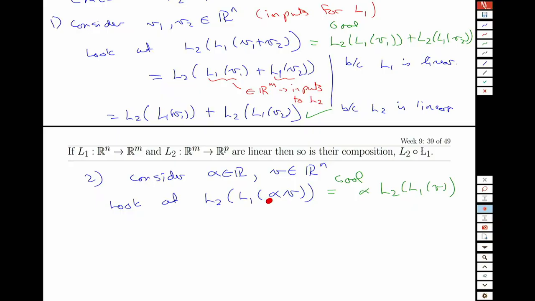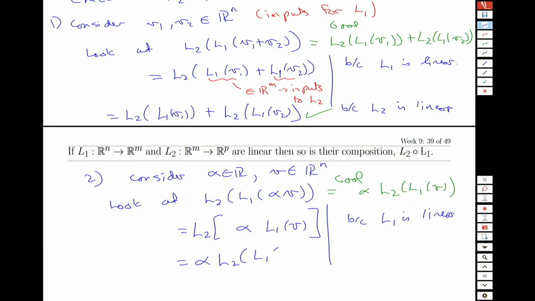If each of these functions are linear, we're going to be able to bring out that alpha one at a time, one function at a time. Because L1's linear, I can bring the alpha out front of it. So I can do L2 of alpha L1 of v, trying to break up the pieces here, make it obvious what we're doing. Because L1 is linear. And then we can just do that again and get alpha L2 of L1 of v, because L2 is linear. And we're done. Ta-da.